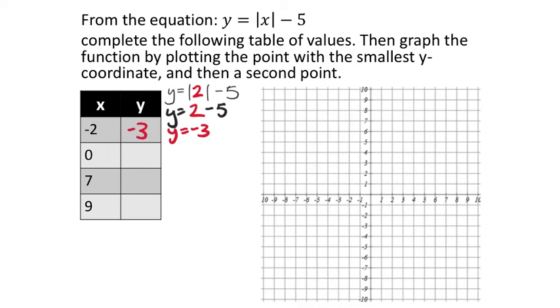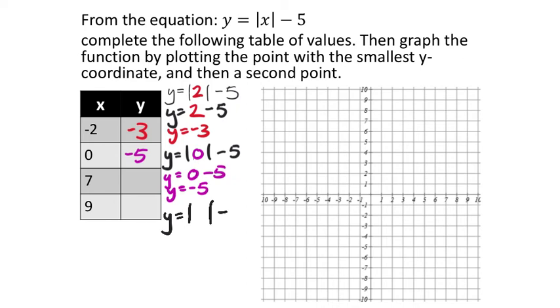So we got this ordered pair, negative 2, negative 3. Then we got the same equation, y equals absolute value of x minus 5. But now the x value is 0. So how far is 0 from 0? It's 0. So we got 0 minus 5, and we get y equals negative 5. I will finish it just because it's going fairly quickly. But y equals, the next one, y equals the absolute value of x minus 5. But this next one, it says that the x value is 7. How far is 7 from 0? It's 7. So I got now 7 minus 5, which is 2.